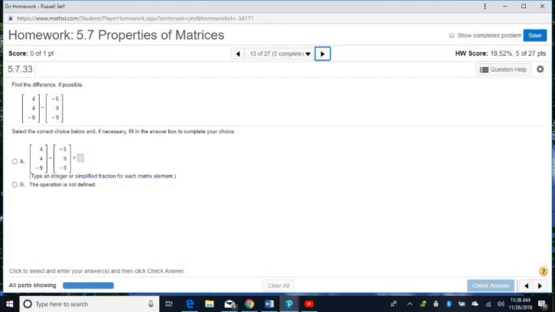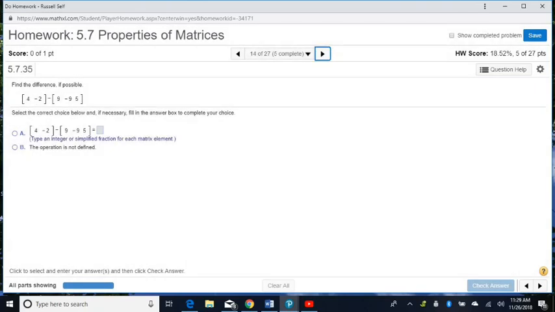Find the difference if possible. They're the same size, so yes. So you're just doing the first one minus the second one. So 4 minus a -5 would be a +9, right? Etc. Find the difference if possible. Finding the difference here is not possible because these two matrices are not the same size, so it's not defined.